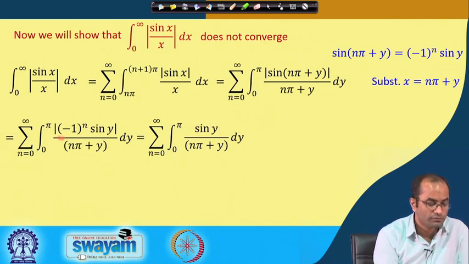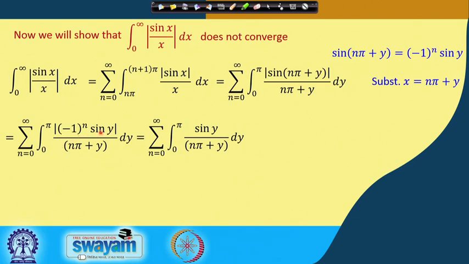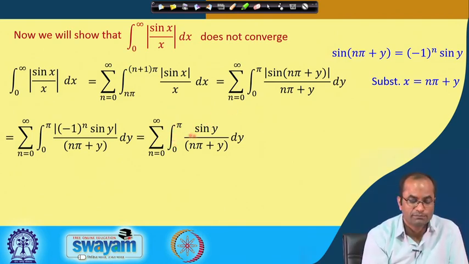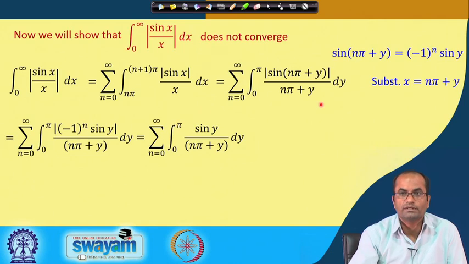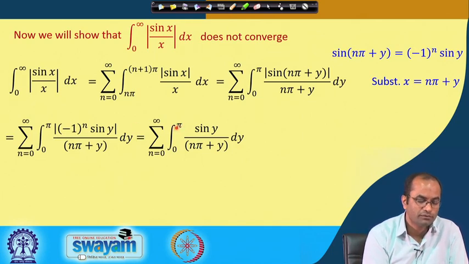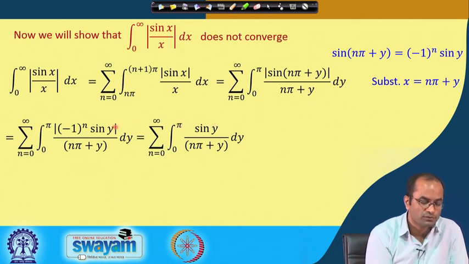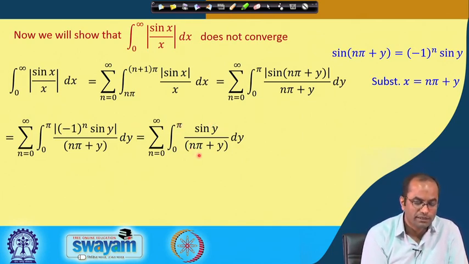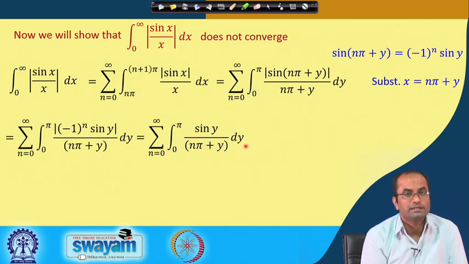So, here we should note that we are not using the absolute value now, because this sin y takes positive values from 0 to π. It takes value 0 there, and then at π/2 it is 1, and then it gradually goes to 0. So, this never takes negative values in 0 to π, therefore we have removed this absolute value here, divided by nπ + y and dy.